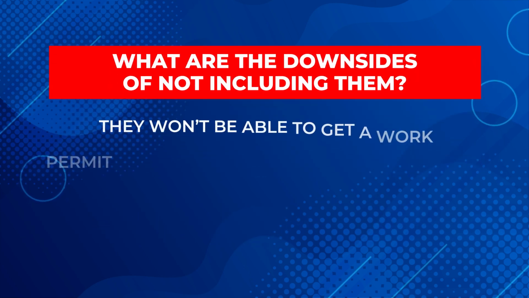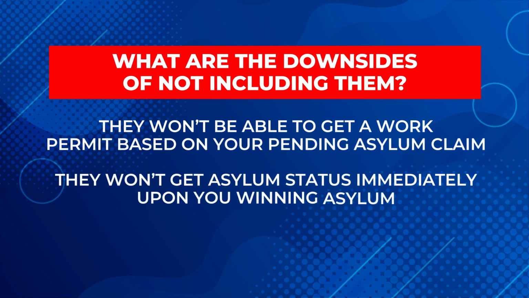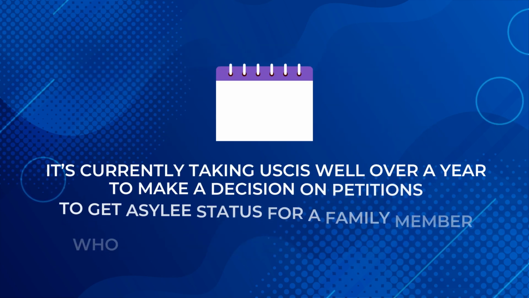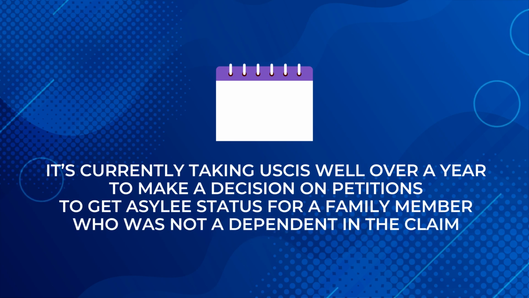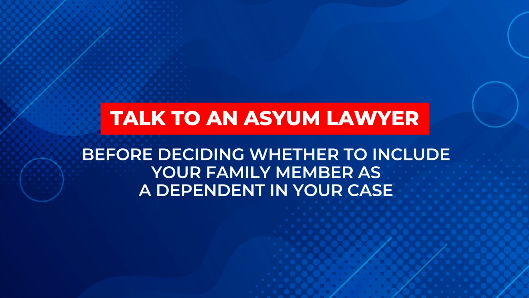What are the downsides to that? Well, they won't be able to get a work permit based on your pending asylum claim, and they won't get asylum status immediately upon you winning asylum. Thankfully, though, they can still get asylee status through you. It just takes longer. If they weren't included as a dependent in your case, you would have to do a special petition for them after you win asylum. The problem is that it's currently taking USCIS well over a year to make a decision on that type of petition. So during that time, your family member is in limbo. You may want to talk to an asylum lawyer before deciding whether to include your family member as a dependent in your case.